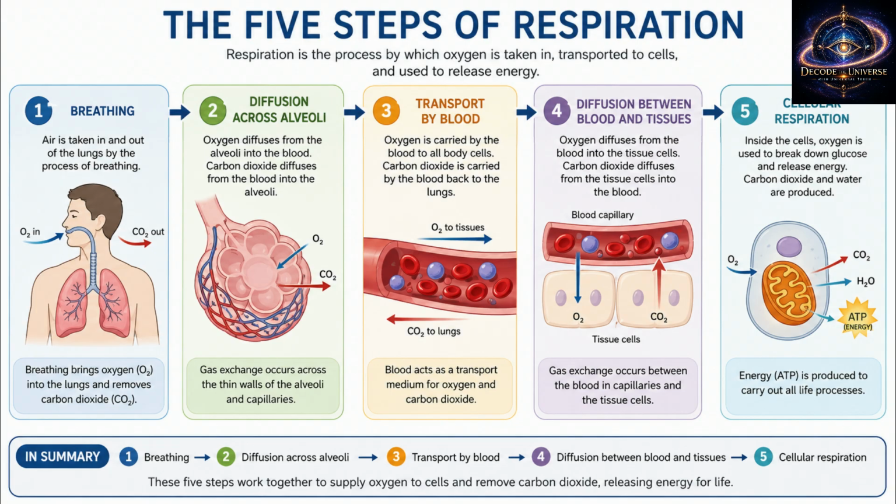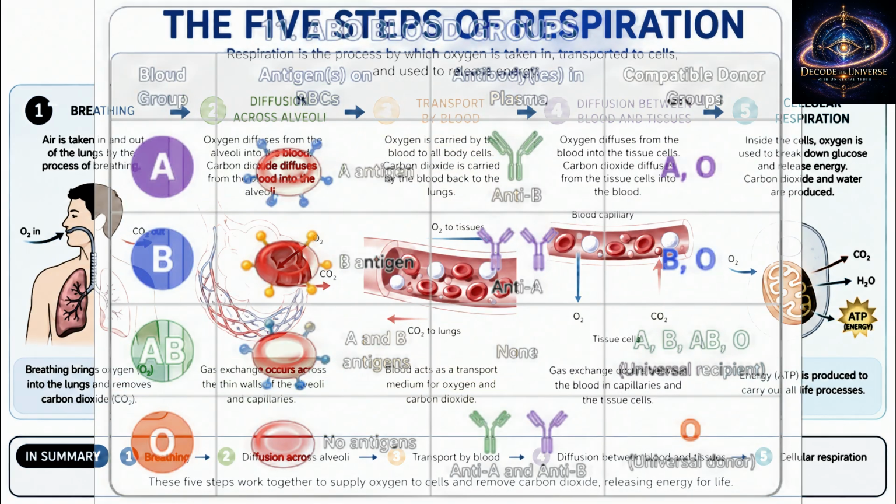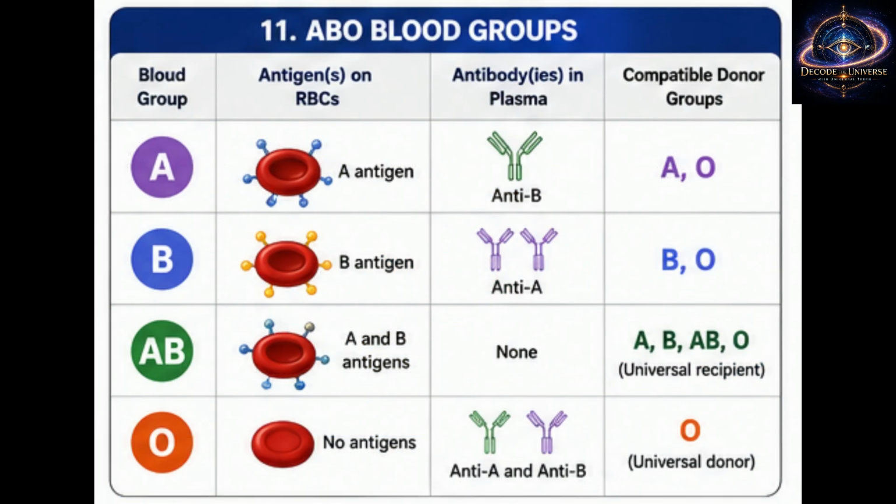11. Lymph. When blood passes through capillaries, some water and small soluble substances move out into tissue spaces. This fluid is called interstitial fluid or tissue fluid. The lymphatic system collects this fluid and returns it to major veins. The fluid inside lymph vessels is called lymph. Lymph is colorless and contains lymphocytes.